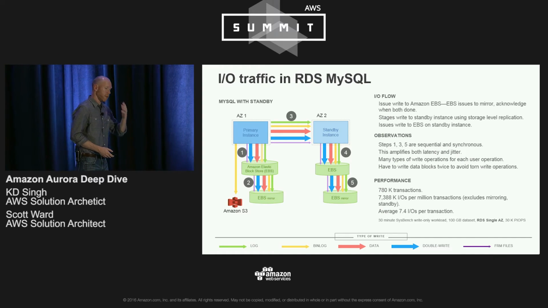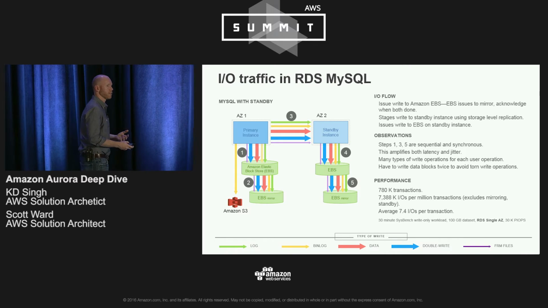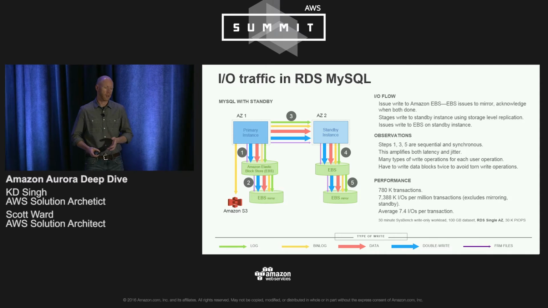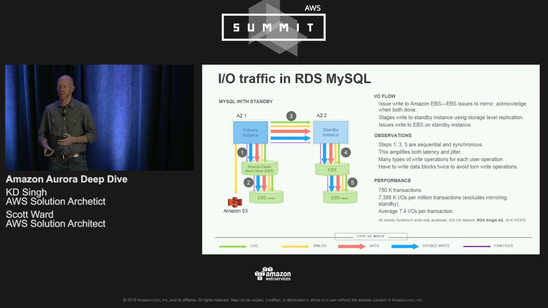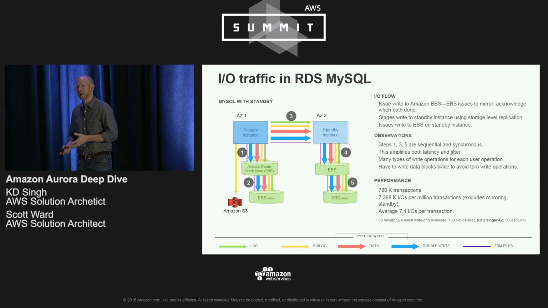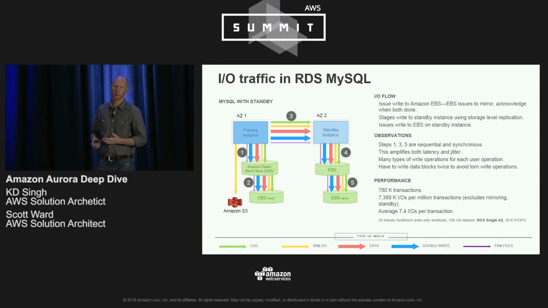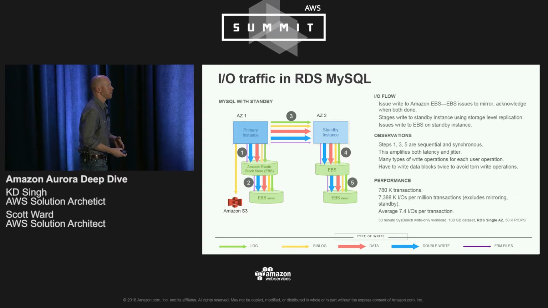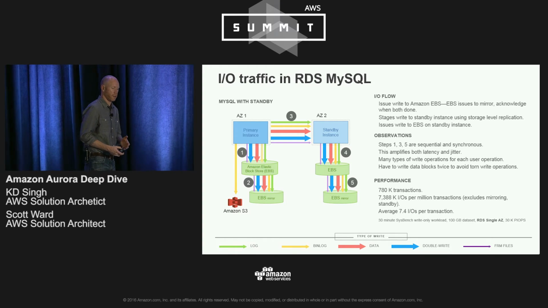So Katie was talking about how I/O is such a big deal when it comes to databases and the performance of databases. So here in this slide is a representation of what a MySQL database running on Amazon RDS would look like with a standby database. You've got your primary instance in one availability zone, and you've got your standby instance in another availability zone.